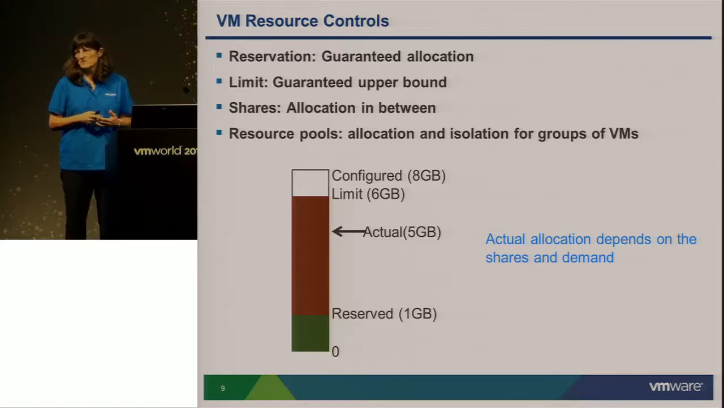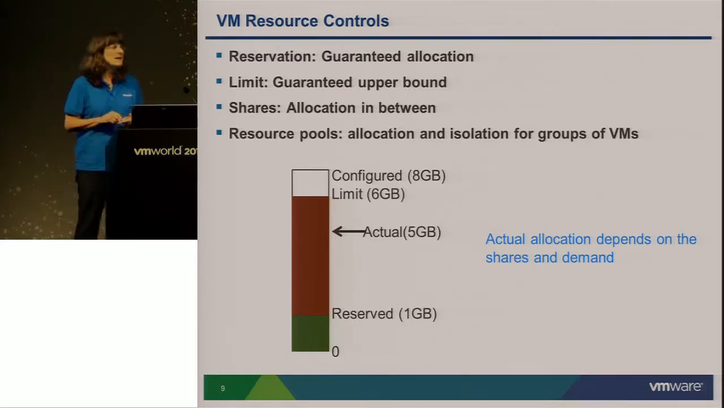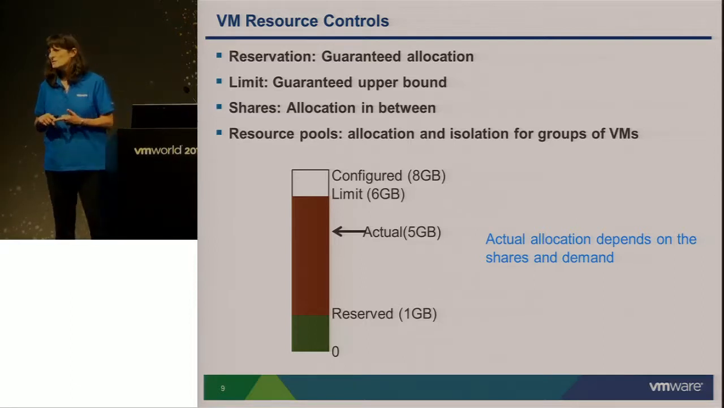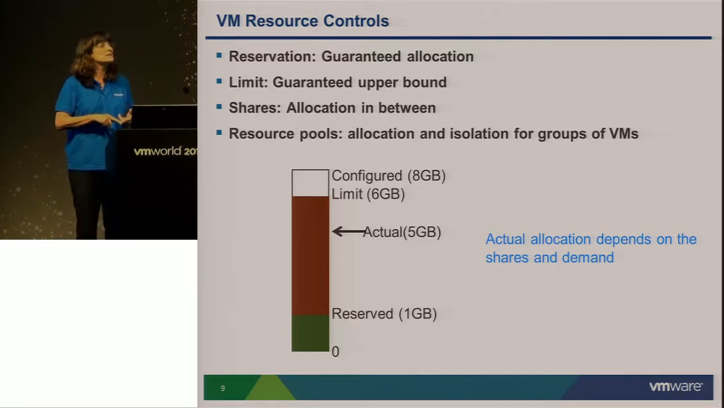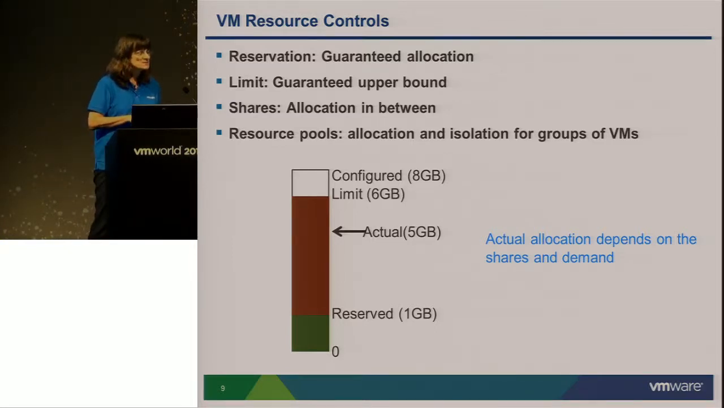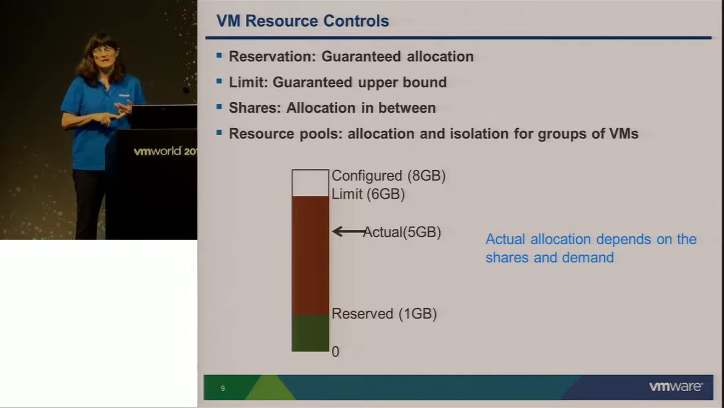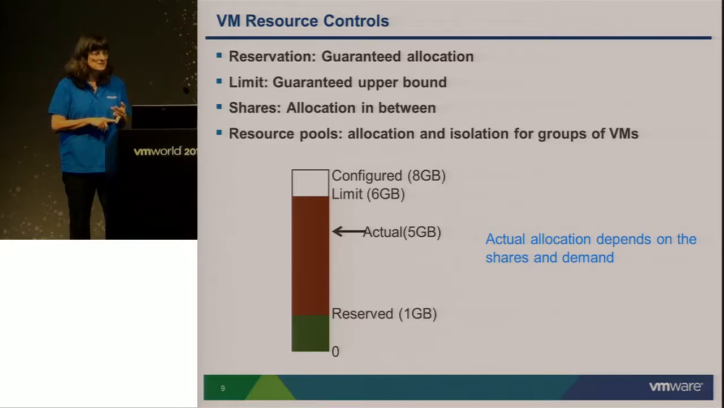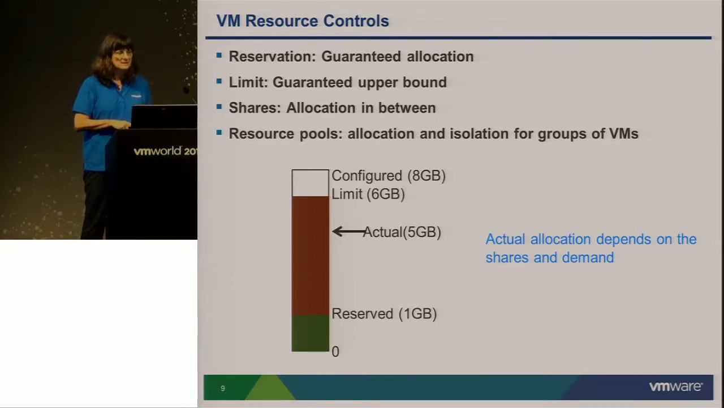Resource controls that are provided for VMs and also for resource pools include reservations. That's how much a VM is guaranteed to get. So in this picture, the VM has 8 gigabytes of memory, and its reservation is 1 gigabyte, so it's guaranteed to get 1 gigabyte. Limit is a guaranteed maximum on how much resources a VM can get. So in this example, even though the VM was configured for 8 gig, it's only going to get 6 gig because the person has set a limit, and it won't get more than that.